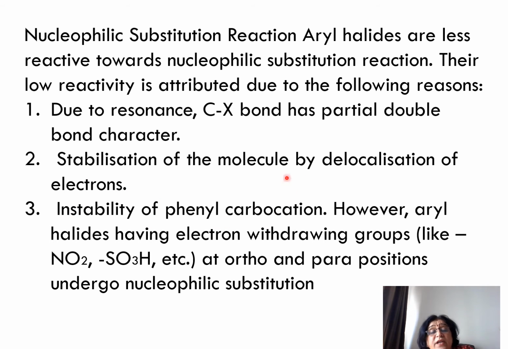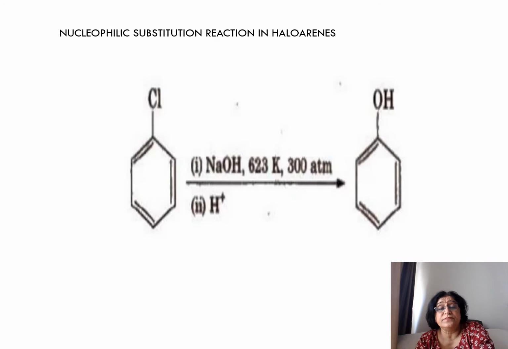Then the phenyl carbocation is unstable because resonance is not possible in it. However, aryl halides, if they contain a nitro group or sulfonic group, which are electron withdrawing groups, attract electrons towards themselves. Therefore, the breaking of the carbon-chlorine bond can be possible in the presence of these electron withdrawing groups at ortho and para positions. So in that case, it can undergo nucleophilic substitution reaction.